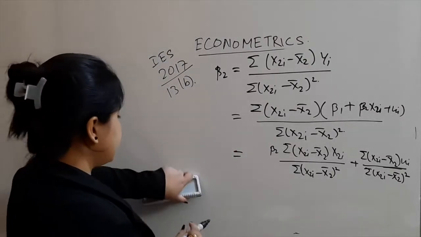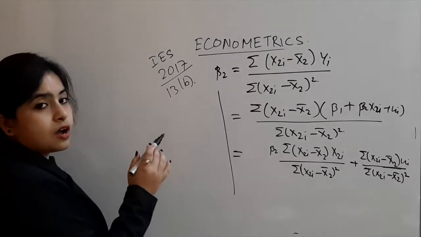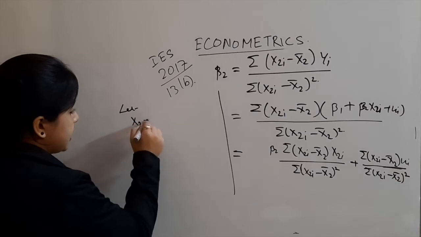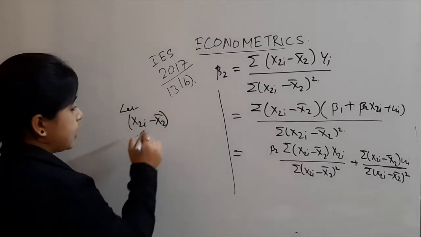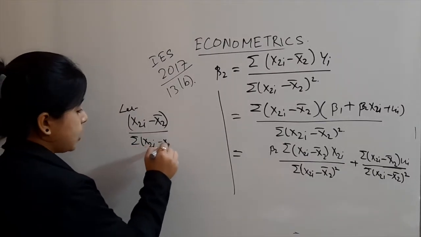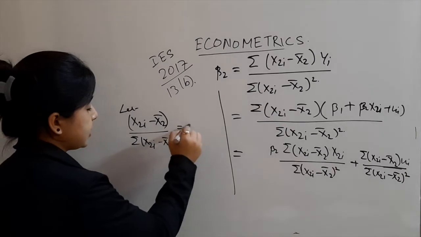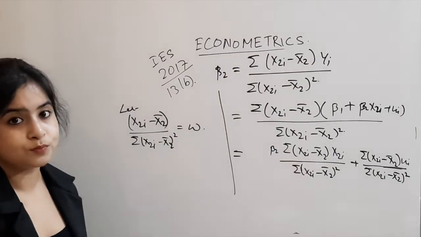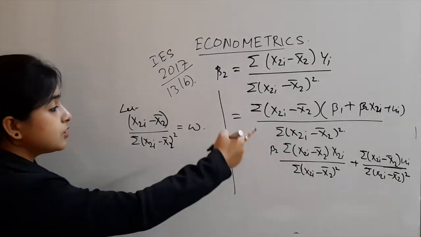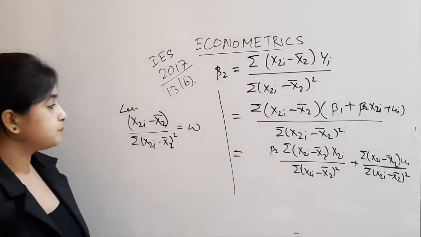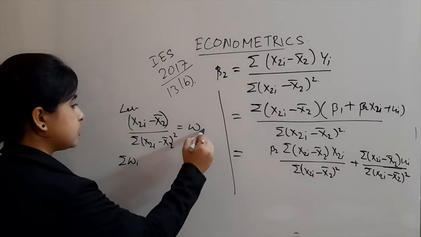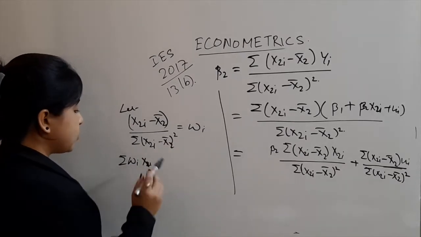Now let's come to this side. Here I'm going to take (x2i minus x2 bar) divided by summation of (x2i minus x2 bar) whole square as something, let's say wi. So here with beta 2 we have x2i attached to it, right? So we have summation of wi x2i, we can write.